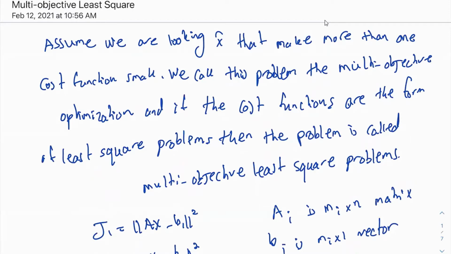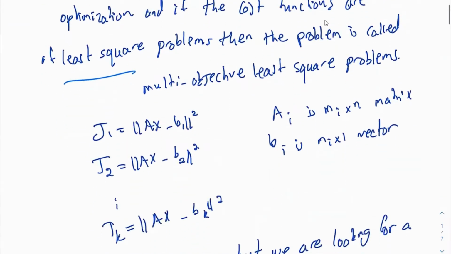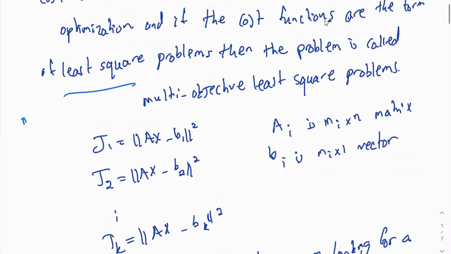What's the problem formulation? Here, we are trying to find the x such that it makes multiple cost functions small. Now, if each of these cost functions are in the form of least square, then we call it a multi-objective least square problem. Let's see what I mean. So remember in a normal least square, or ordinary least square, OLS sometimes called, we are trying to minimize this quantity for x. This is for OLS, ordinary least square.